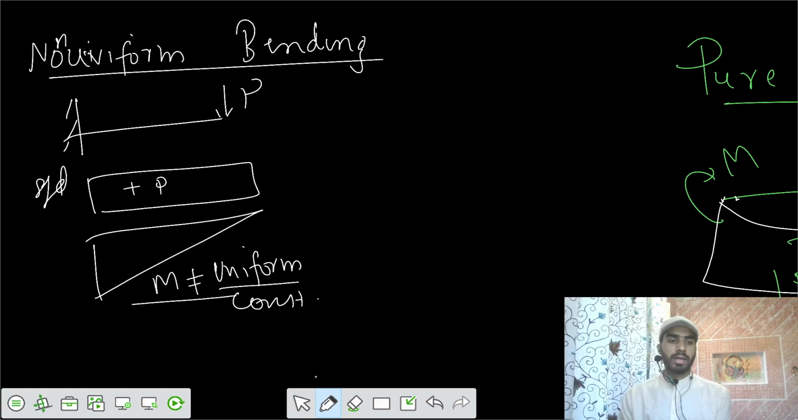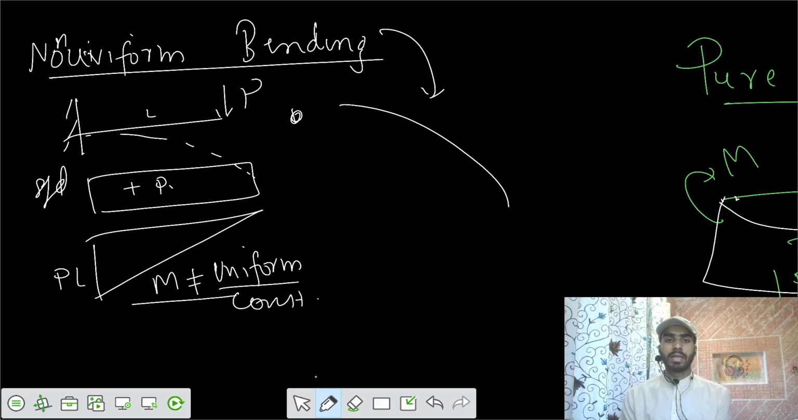So the bending that has developed, some sort of bending would be there. We say that it's not pure bending. We say that it's non-uniform bending. So the bending developed is non-uniform bending.